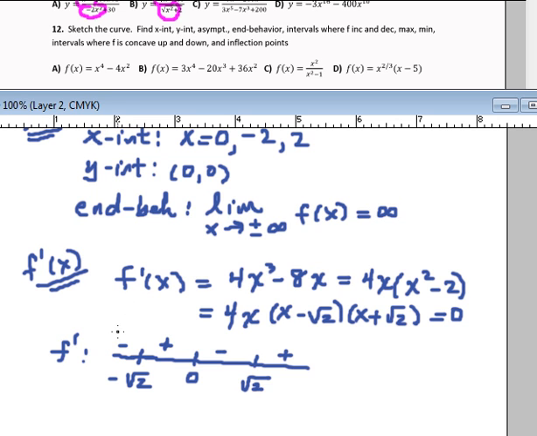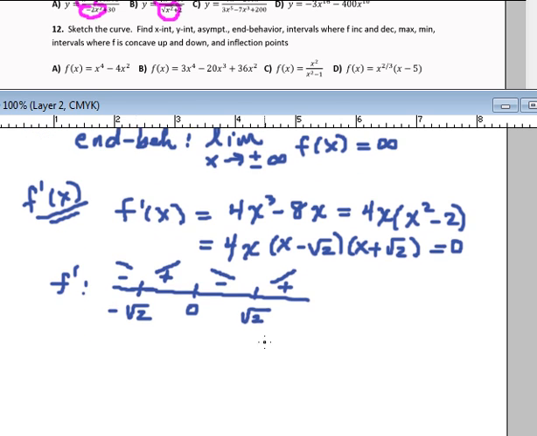So we know that the function is decreasing here, increasing, decreasing, increasing, and we see this is local min, max, min. Alright, so we have a min, a max, and a min.